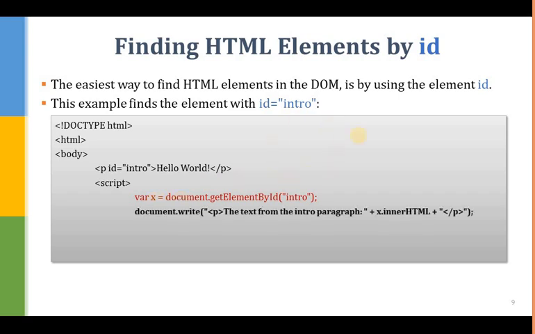Now after that, document.write the text from the intro paragraph. Now this variable x contains the paragraph tag. Using script, I want to print all the text that is in the paragraph tag. Okay, so how can I do that? You just need to access x.innerHTML.